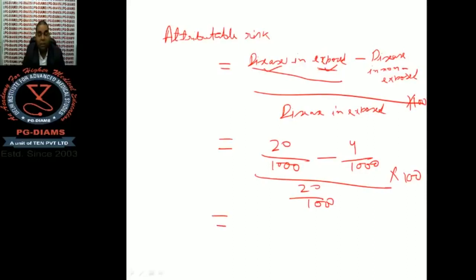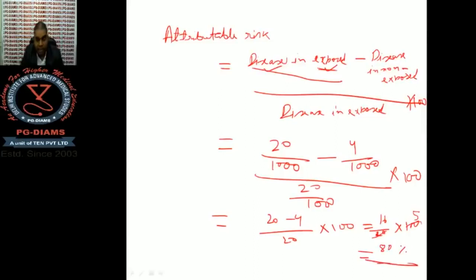Okay, attributable risk of drinking on driving. So here you will get 20 minus 4 by 20 into 100, that is 16 by 20 into 100. Okay, so 20 fives are 100, so it will be 80%. Attributable risk is 80%. That means if you are drinking and driving, then the chance of accident increases by 80%. Okay, this is attributable risk.